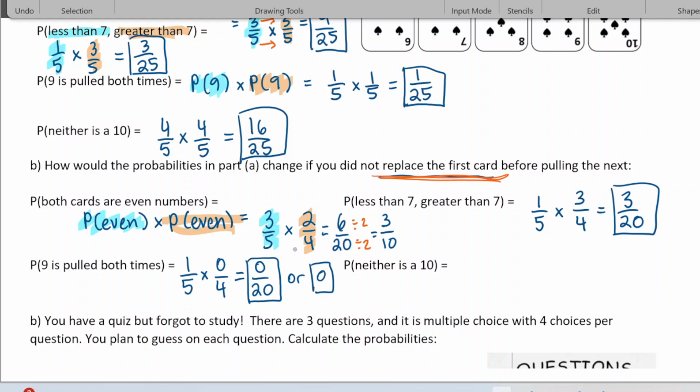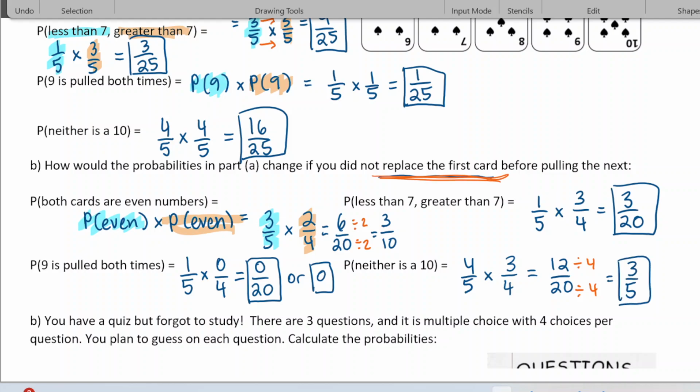Neither card is a 10, so there's 4 out of 5. And once you pull one of those away, there's now 4 cards left, and only 3 of them are not 10s. And you can reduce this one to get 3 out of 5.